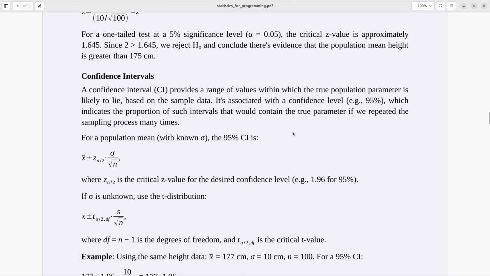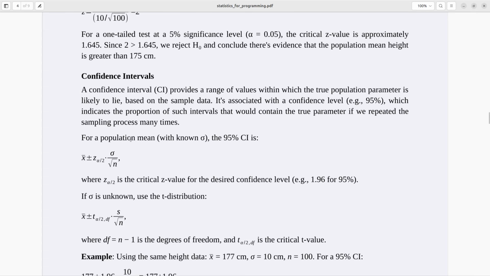That means if we do so many sampling actions, and we make confidence intervals for each of the sampling results, 95% of the confidence intervals will contain the true parameter, okay? That is the meaning of the confidence interval.